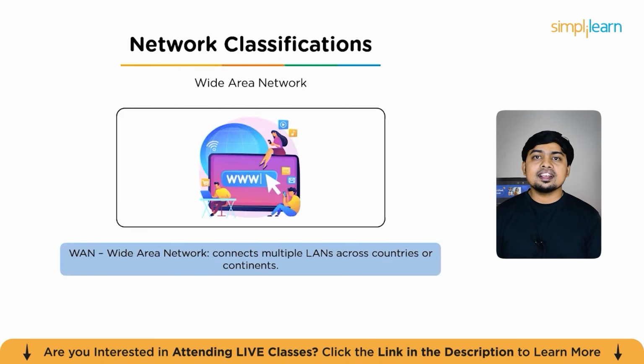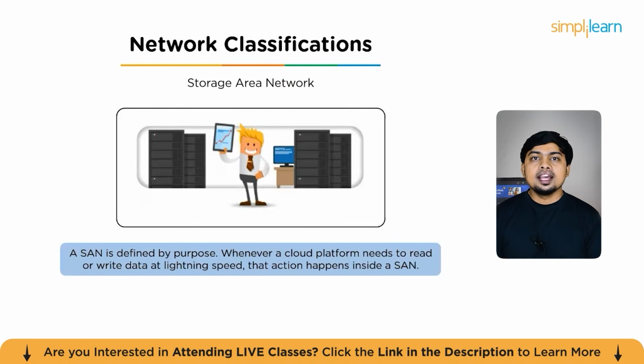With that, we go to SAN, which is Storage Area Network. So, finally, we have SAN, or Storage Area Network. A SAN is not defined by geographical size, but by its purpose. SANs are high-speed specialized networks designed specifically for large-scale storage, data center operations, and cloud provider infrastructure. Whenever a cloud platform like AWS or Azure needs to read or write petabytes of data at lightning speeds, the action happens inside a SAN.